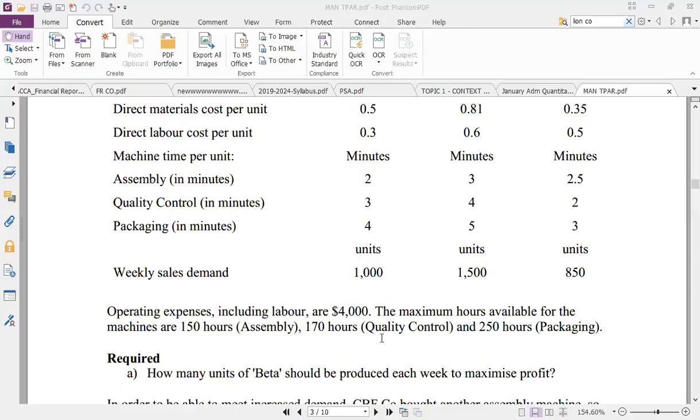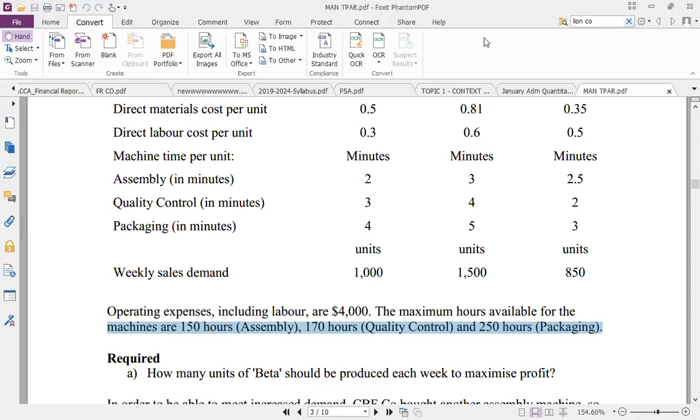Now, operating expenses, including labor, are $4,000. So I'm supposed to see this. The maximum hours available for the machines are 150 hours for assembly, 170 hours for quality control, and 250 hours for packaging. So these are the resources that they have. That's the maximum capacity. So we are going to compare with what they need, and then we decide which of these resources is the limiting factor.